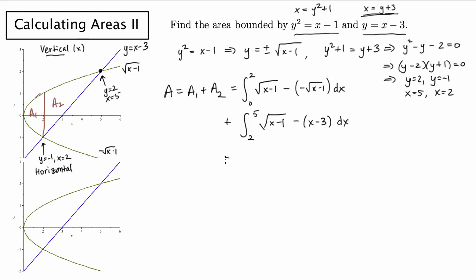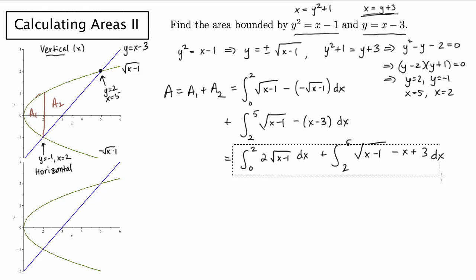I do notice that the top function here, or the area 1, can be simplified a little bit. This is simply 2 square root of x minus 1. And the bottom function, I can drop the parentheses here and write this as the integral from 2 to 5 of the square root of x minus 1 minus x plus 3 dx. And so this is a good form to leave it in. I'm just setting up the integral here.